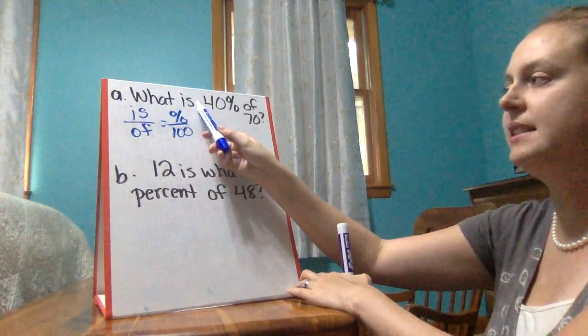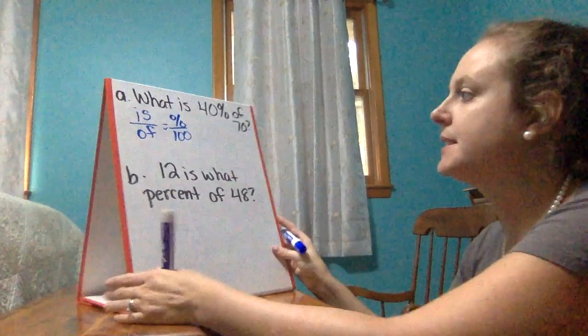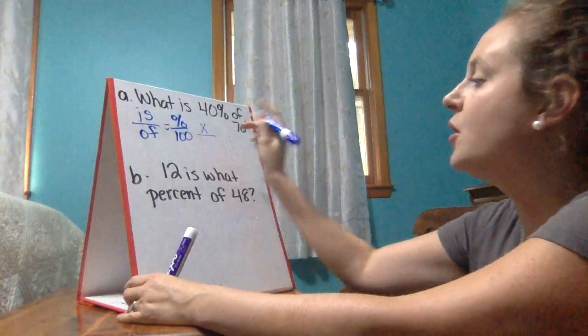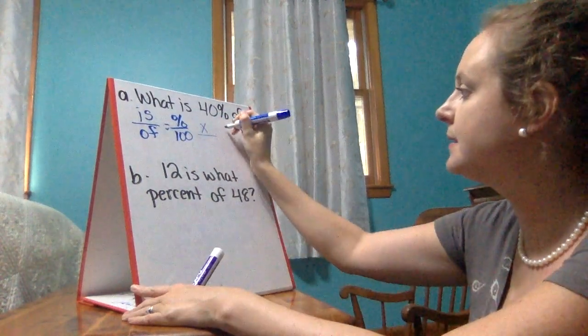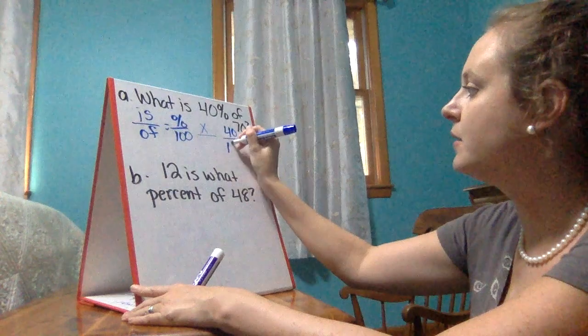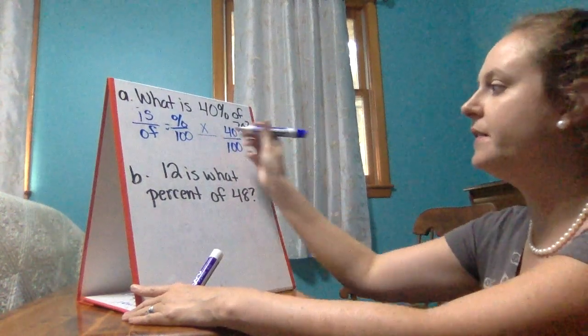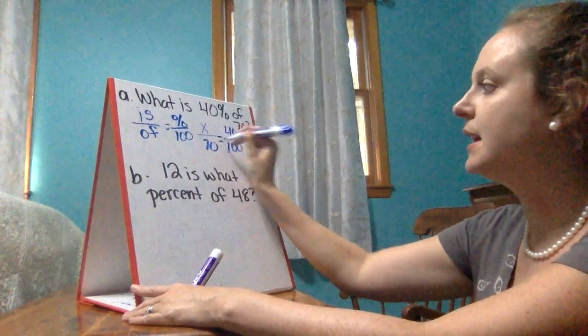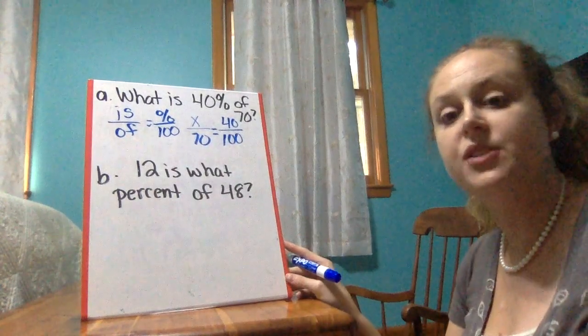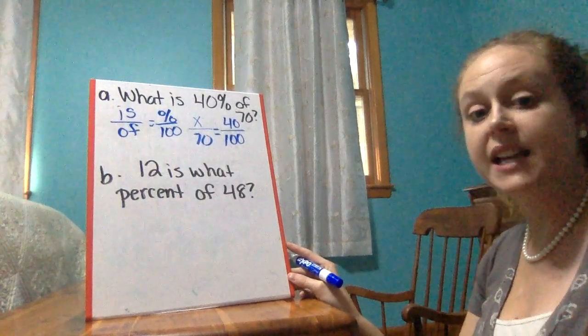So what is what I'm looking for? So that's going to be the x. 40 is the percent. 100 is the 100 of 70. So 70 goes in the of spot. So that gives me a nice ratio, and I'm going to solve that.